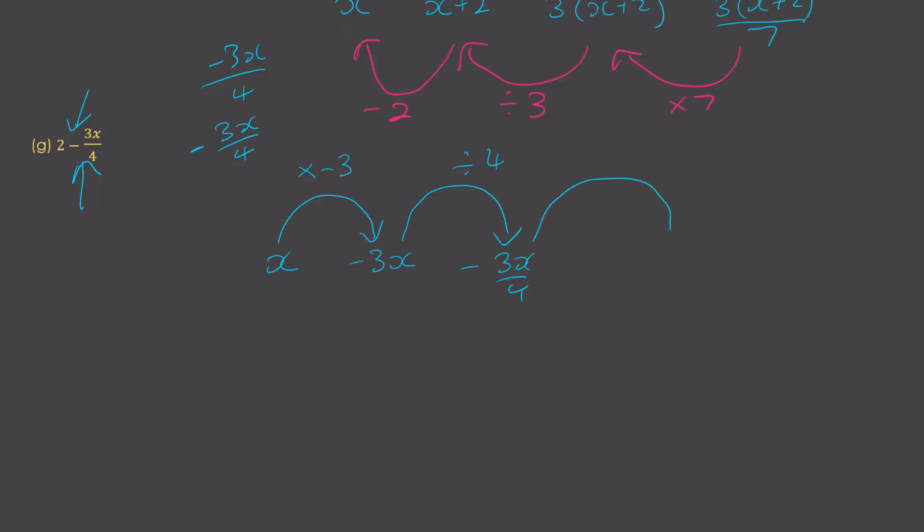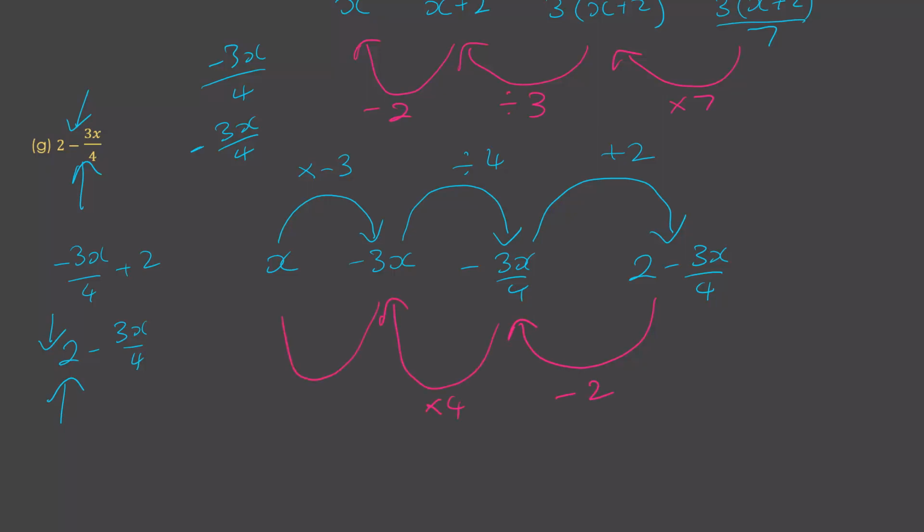And then finally, we're adding 2 to that. Now you can do -3x on 4 add 2, or you can put the 2 in front, as we can see. This is still a 2 that's being added. We know that it's positive because there's no sign in front. So we can write that as 2 take away 3x on 4. Then to undo that, we would subtract 2, multiply by 4, and divide by -3.